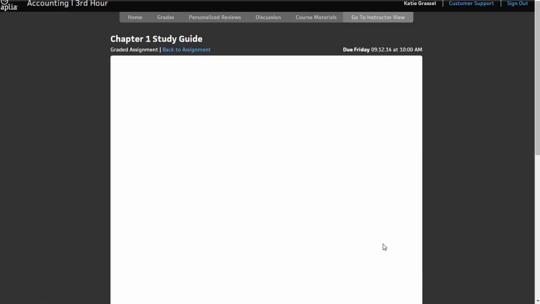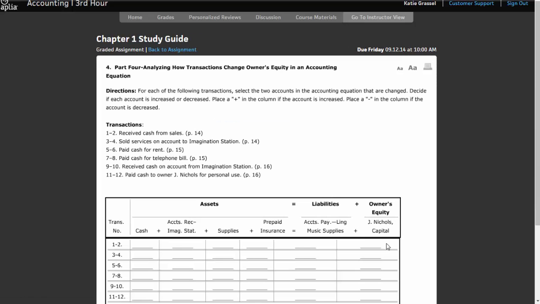Page 4 here, the very last page for your study guide, is exactly the same. You're going to go through and decide if each account is increased or decreased based on those transactions. Part 4 here is going to be the ones that we just learned about today, where we have our revenue and our expenses affecting owner's equity. Part 3 will not have that.